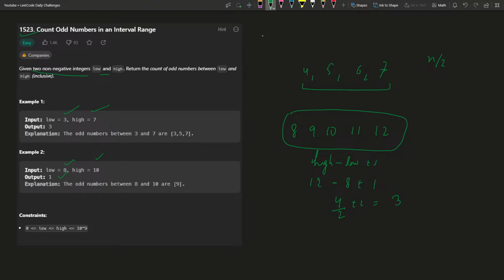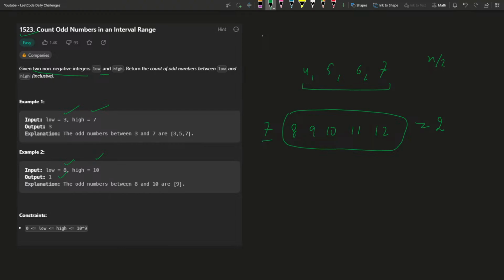4 plus 1 divided by 2, that is nothing but 4 plus 1, 5 divided by 2, that is going to be 2, right? So here we have only two odd numbers, but if the first number is going to be odd, then you can see that we are going to use the same logic but slightly changed.